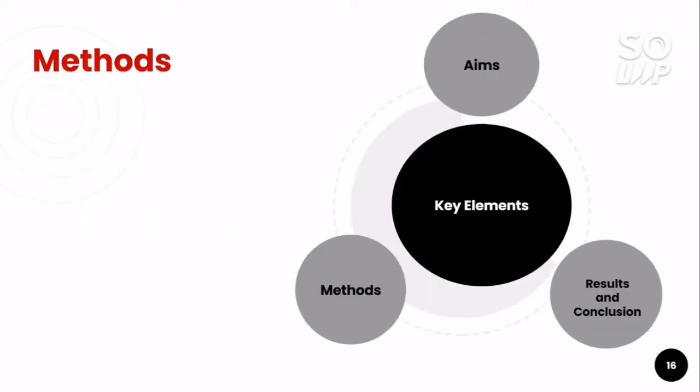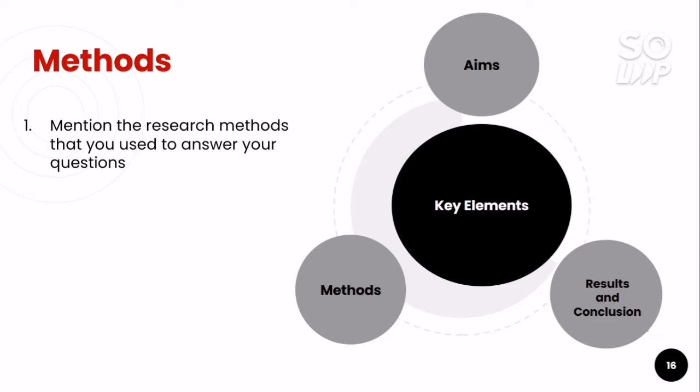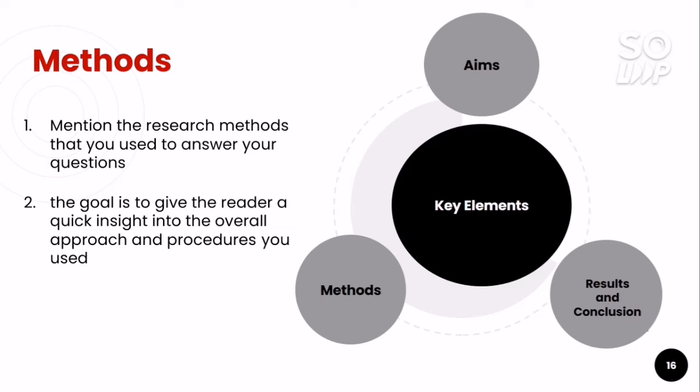Second, we have the methods. Mention the research method that you used to answer your question. This part should be a direct description of what you did in one or two sentences. It's usually written in the past simple tense as it refers to completed actions. Next, there is no need to evaluate validity or obstacles that you might have encountered in this part because the goal is not to give an account of the methodology's strengths and weaknesses, but to give the reader a quick insight into the overall approach and procedures you used.